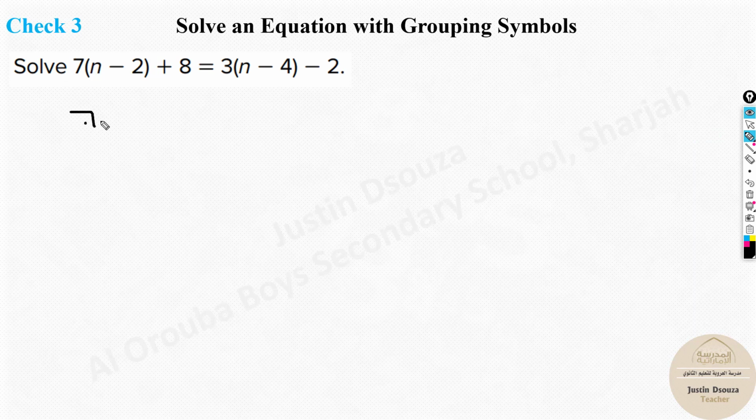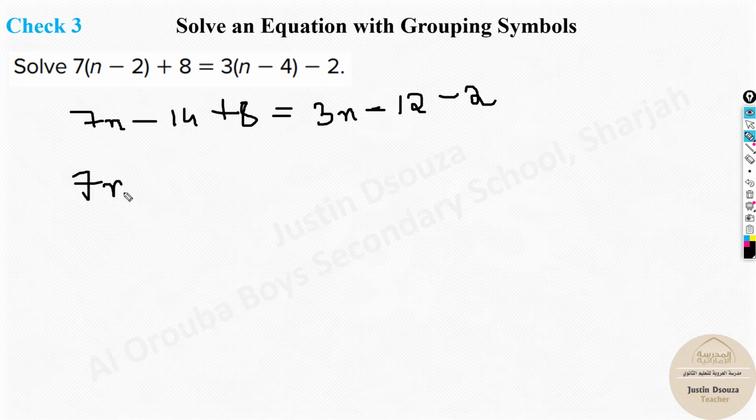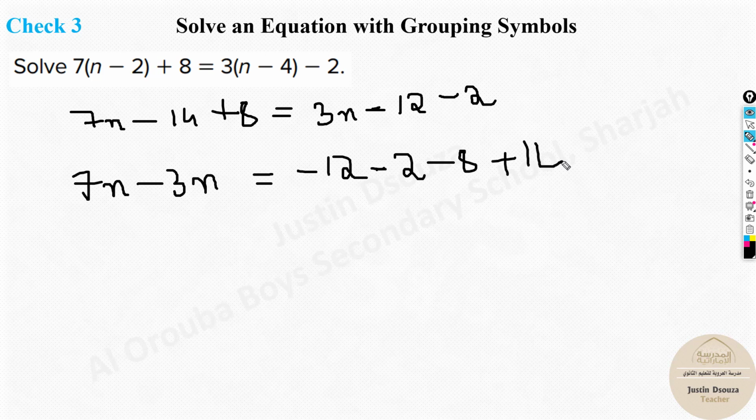It's 7 times n, 7n, minus 7 times 2 is minus 14, plus 8 equals 3 times n is 3n, minus 4 times 3 is 12, minus 2. Now, take this 3n to the other side. It will be 7n minus 3n. And take all the numbers to one side. It's minus 12, minus 2. And I'll take this plus 8 to the other side. It'll be minus 8 and minus 14 to the other side, plus 14.